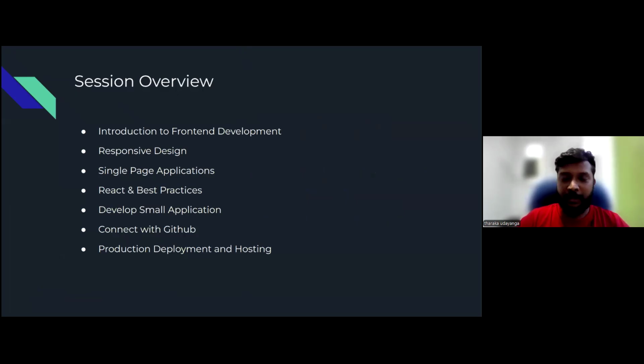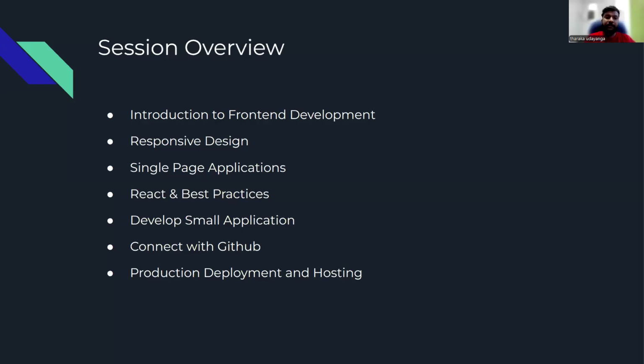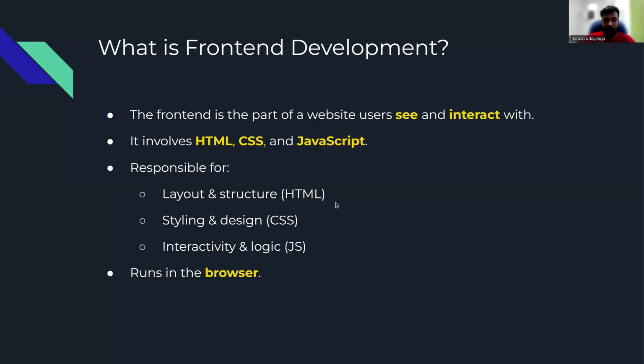Okay, so when it comes to front-end development, let's first go through this session overview. So we will first go through what is front-end and what it is all about and how we can develop it, build it, and those things. And then we will discuss responsive design and then single-page applications and React and best practices. And then we will develop a small application and connect it with GitHub, and we will do a production deployment and host it so that we can access our application through a public URL.